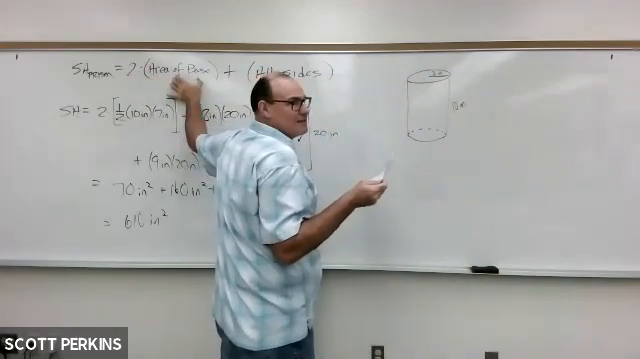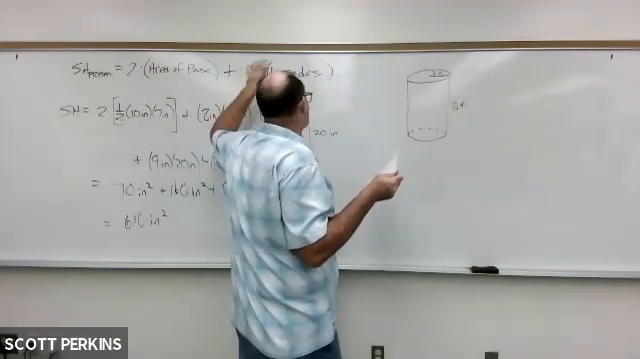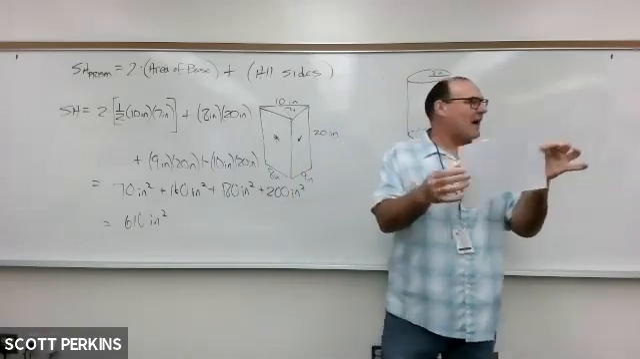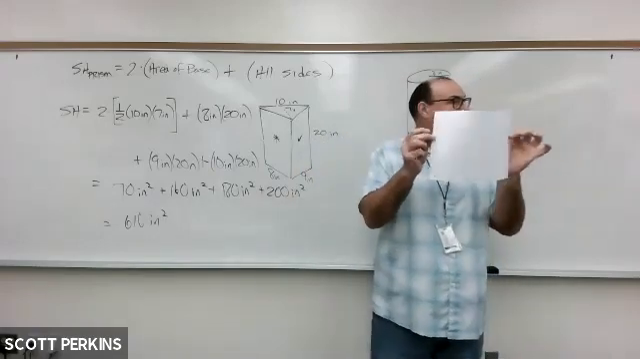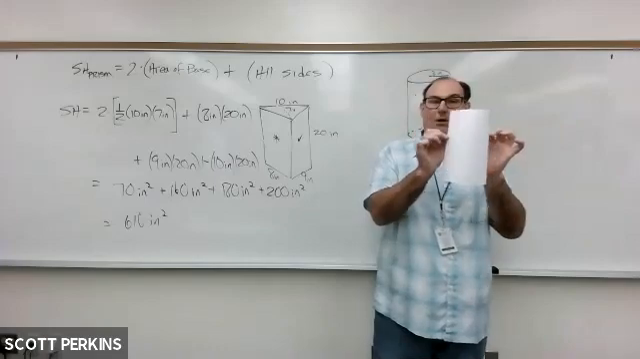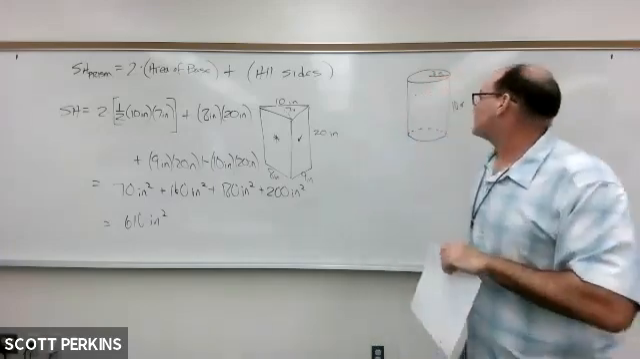So herein, we're going to follow this same pattern: 2 times the area of the base, the circle at the top, the circle at the bottom, plus all the sides. There's just 1 side. And when we get there, we'll figure out what the dimensions of this rectangle are. Okay, so let's get started with this.